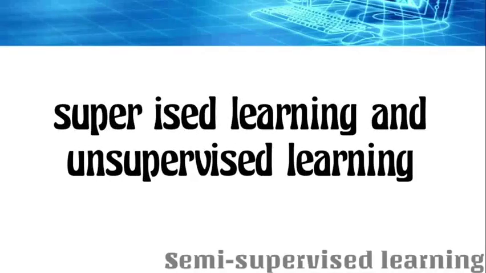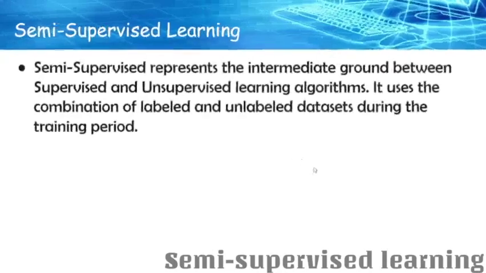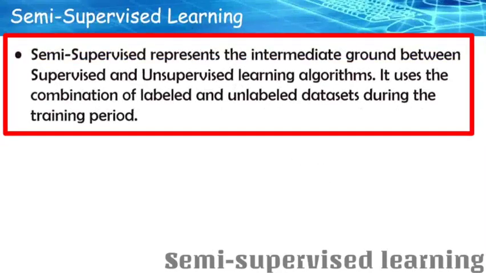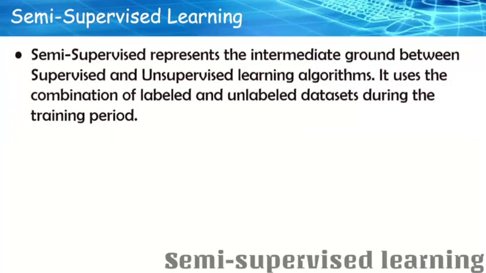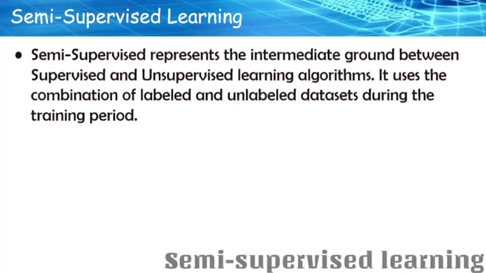So we have covered a lot about supervised learning and unsupervised learning. So we'll have a very quick introduction to semi-supervised learning. Semi-supervised learning is a type of machine learning algorithm that represents the intermediate ground between supervised and unsupervised learning. It uses a combination of labeled and unlabeled data during its training period. You can consider it like partially missing data, but here, rather than the missing data being in features, it would be the missing labels.